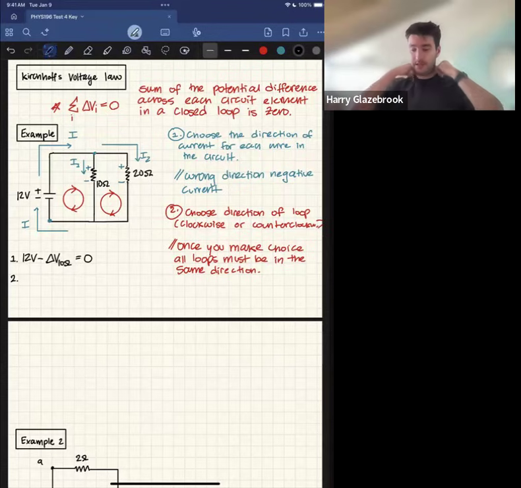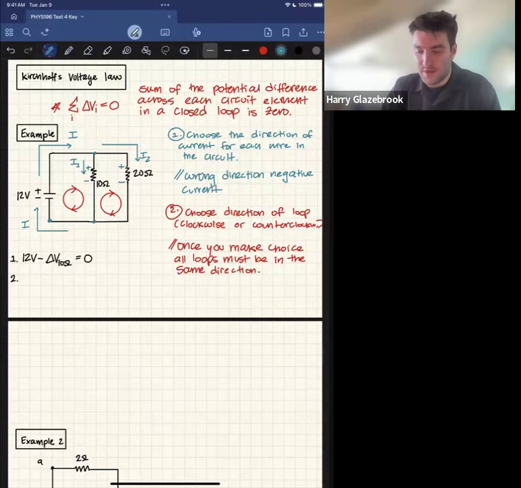So we have two independent loops here. I did one. Let's do the other. So again, I'm going to start wherever I want. Let's say we just start down here. I'm walking clockwise. I reach my 10 ohm resistor and it's taking me from minus to plus. So that means it's increasing my potential. That is a positive potential difference. So that's positive delta V of the 10 ohm resistor.